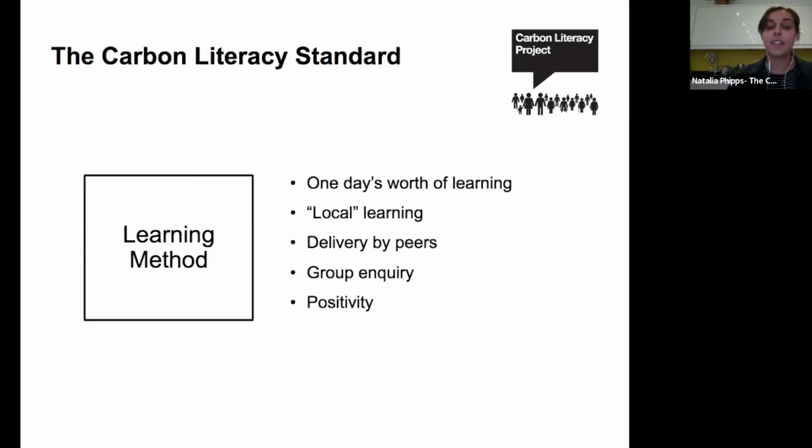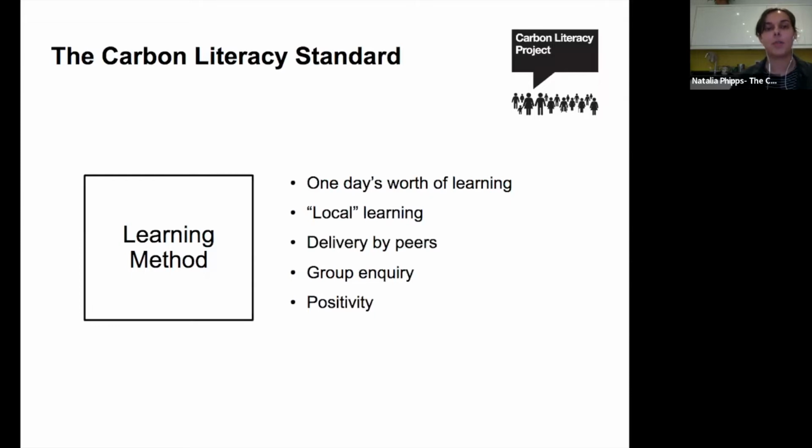The third part is delivery by peers. Peers, such as people that you work with, are our most trusted source of information. It's really important that training is delivered within organisations so that they can really get the most out of training. The fourth part is the group inquiry.